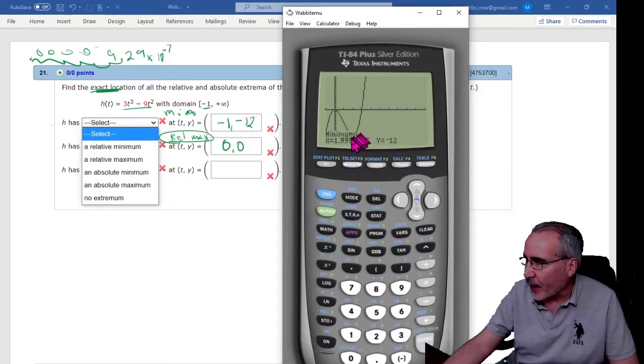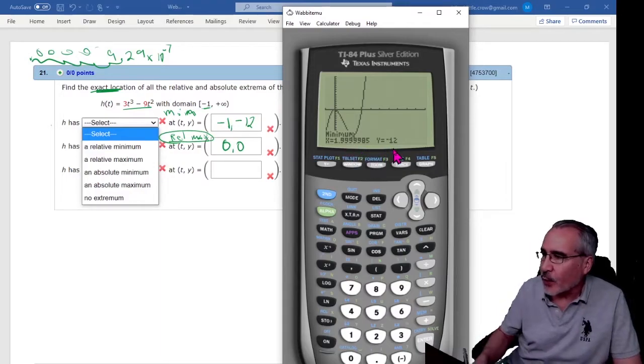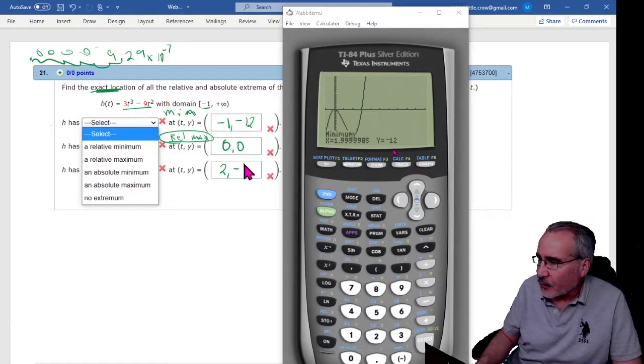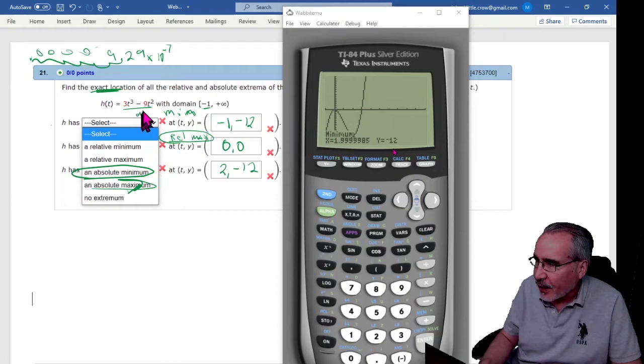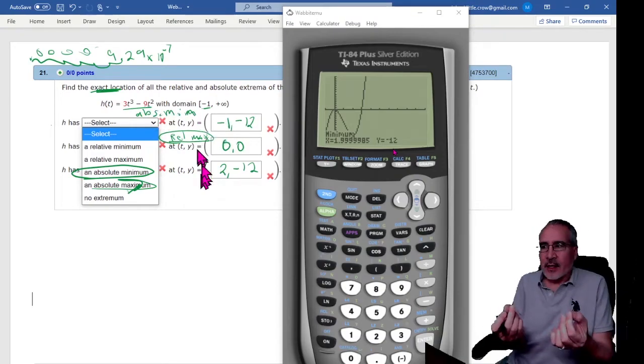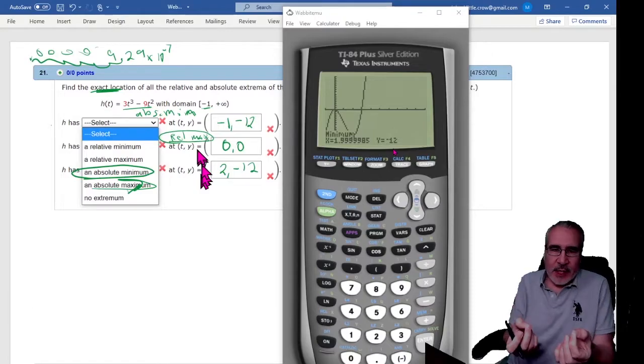And again, I'm going to round this to 2, -12. So what I see is that I've got 2, -12 is another point. And what this is, it's an absolute, not maximum, absolute minimum. Sorry about that. And so is this one. This is an absolute minimum, because -12 is the lowest we go.